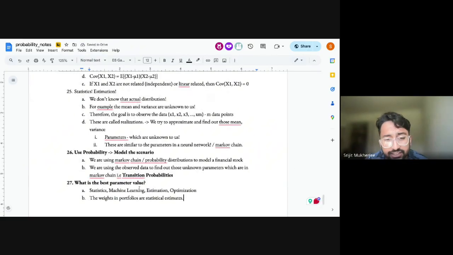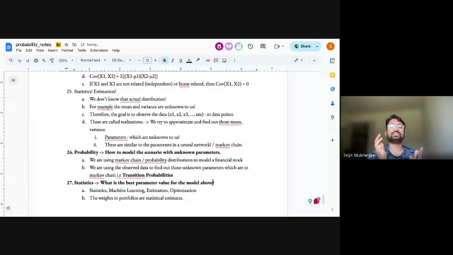But again, the basic thing is that statistics is used to answer what is the best parameter value, and probability is used to answer how to model a scenario with unknown parameters. And what is the best parameter value for the model above? So this is the interplay of statistics from data.